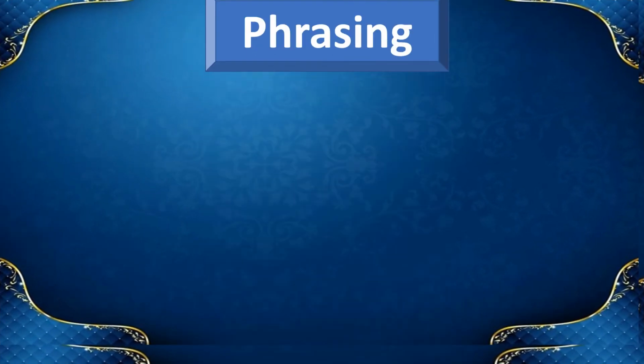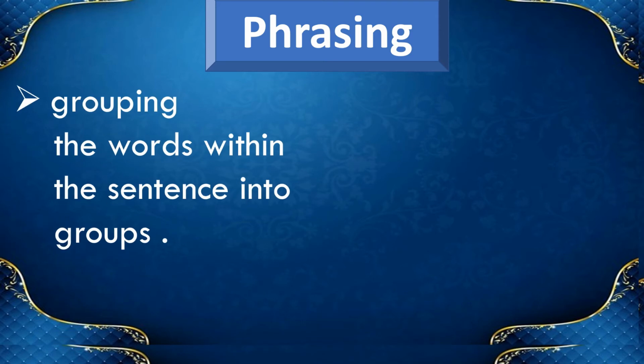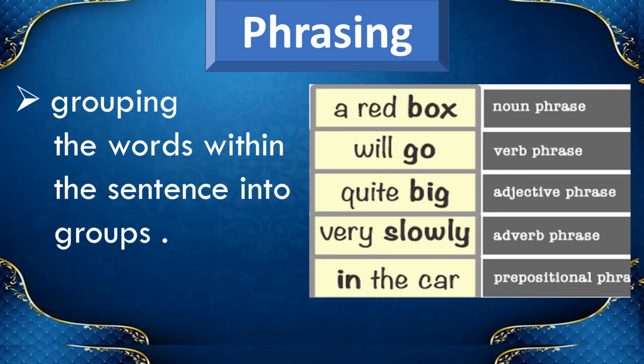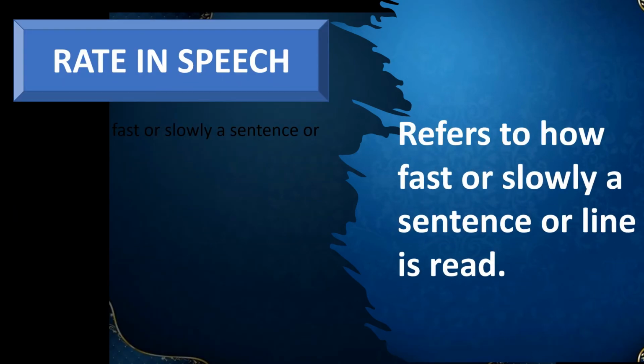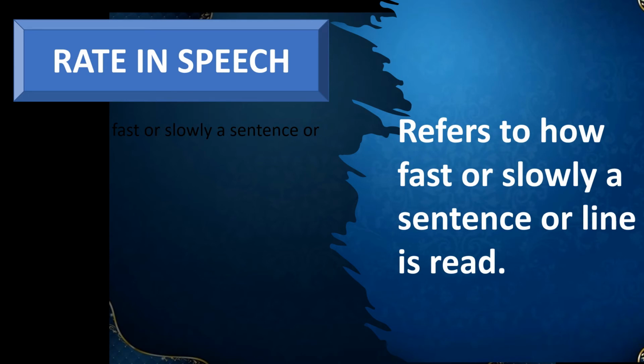Next is phrasing. What is phrasing? Phrasing is the grouping of the words within the sentence into groups. Rate in speech refers to how fast or slowly a sentence or line is read.